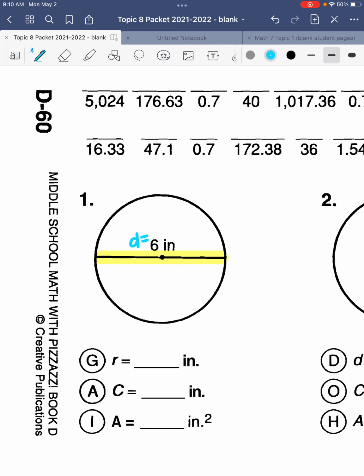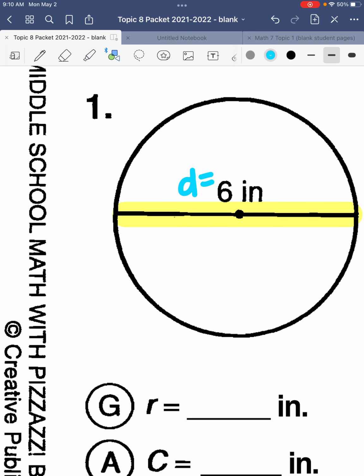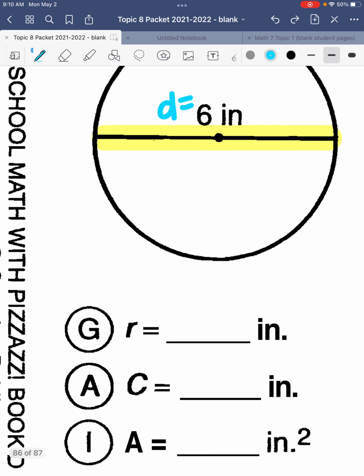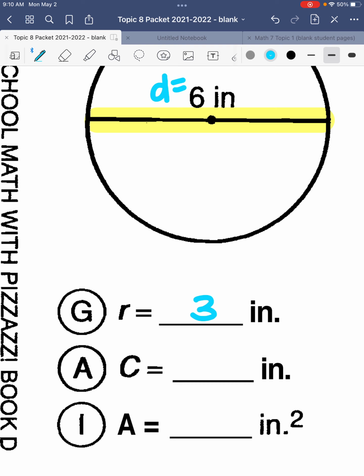Okay? Now, if I know my diameter, I can easily find my radius. So my radius is half of the diameter. Because remember, the radius just goes from one edge to the center of the circle. So if the whole line is 6 inches, the whole diameter all the way across is 6 inches, the radius is half of that, so I know that my radius is 3 inches.